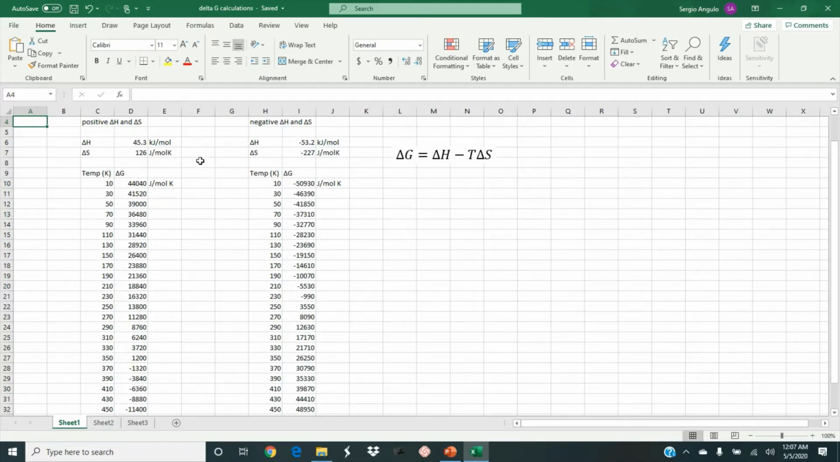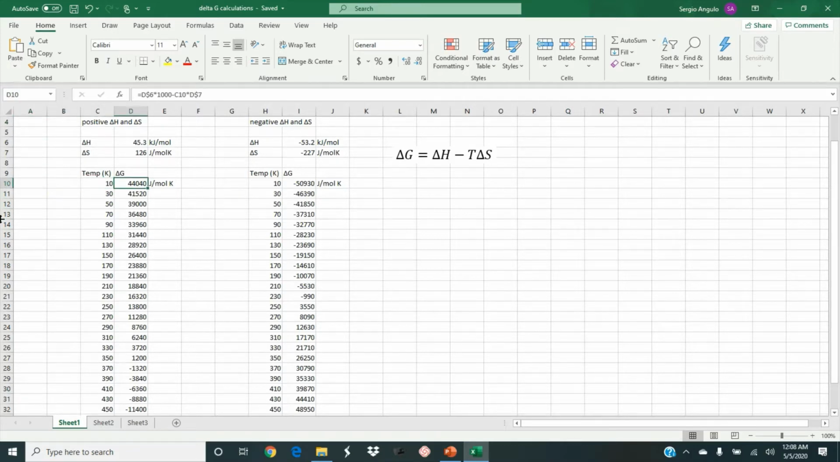Okay, and so what I have here is a situation where both delta H and delta S are positive. I just chose a delta H, 45.3 kilojoules per mole, and a delta S, 126 joules per mole Kelvin. And what I did is I plugged those into the equation. I turned the delta H, by the way, into joules per mole by multiplying by 1,000, so that way they are both in joules. So I plugged those into here, and then I plugged in different temperatures. This is one of the great things you can do with the spreadsheet.